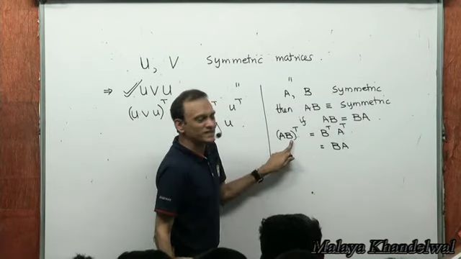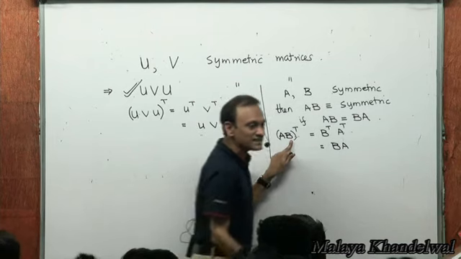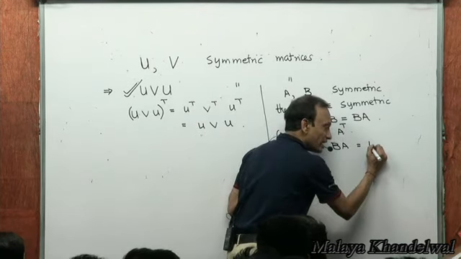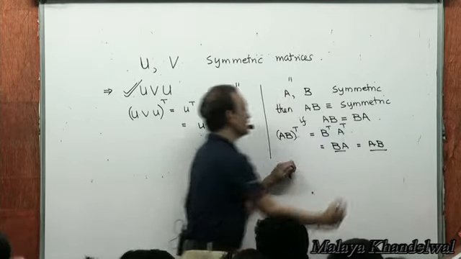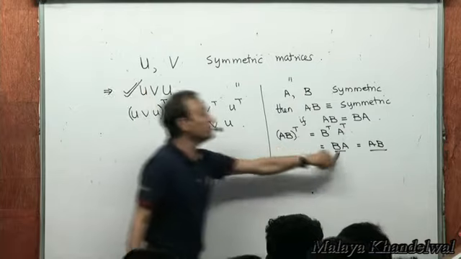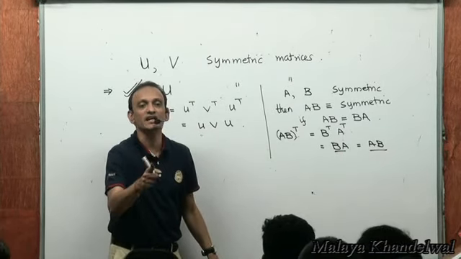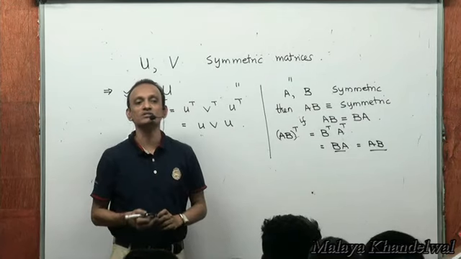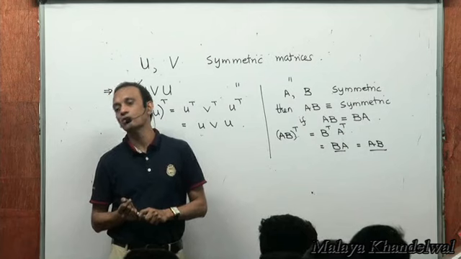But I want AB to be symmetric. So AB transpose must be the same as AB. That means if BA equals AB, then AB will be symmetric, given that A and B are symmetric matrices. Yes or no?